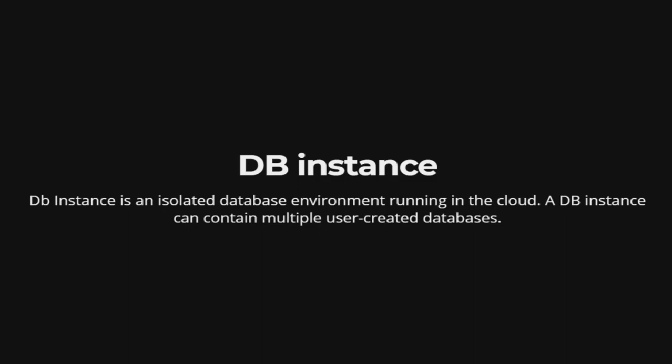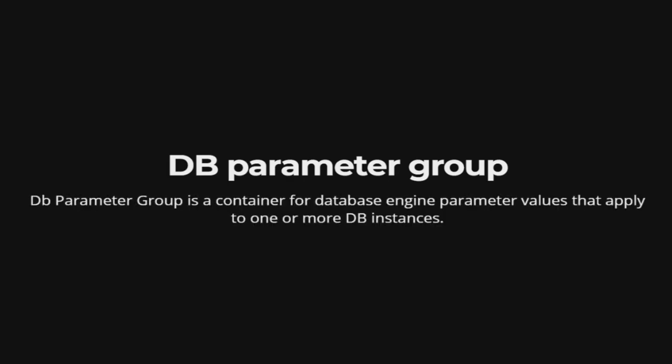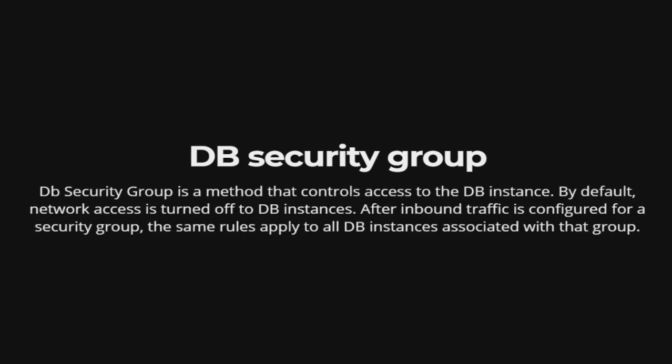DB Instance. DB Instance is an isolated database environment running in the cloud. A DB instance can contain multiple user-created databases. DB Parameter Group. DB Parameter Group is a container for database engine parameter values that apply to one or more DB instances. DB Security Group. DB Security Group is a method that controls access to the DB instance. By default, network access is turned off to DB instances. After inbound traffic is configured for a security group, the same rules apply to all DB instances associated with that group.